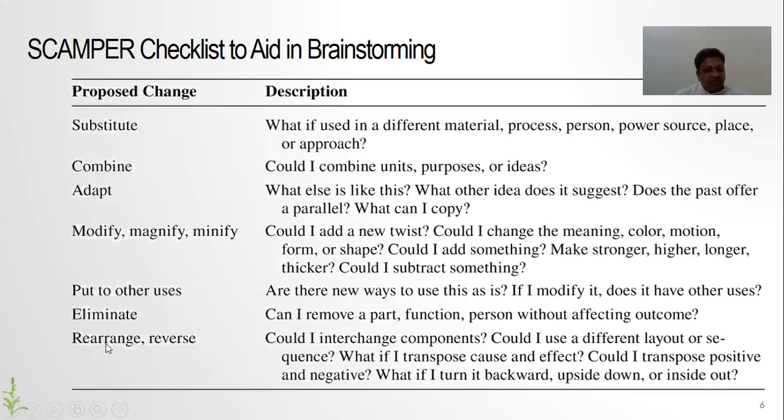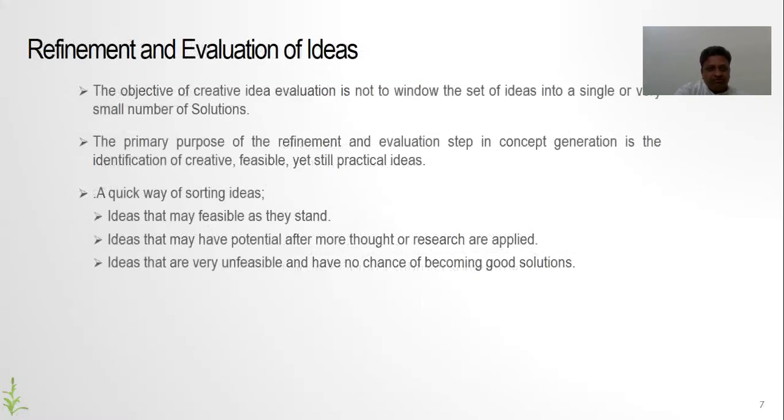And proposing the change of rearrange or reverse. Could I interchange components? Could I use a different layout or sequence? What if I transpose cause and effect? Could I transpose positive and negative? What if I turned it backward, upside down, or inside out? So these are the SCAMPER checklist. These questions or options need to be tried out while doing brainstorming.